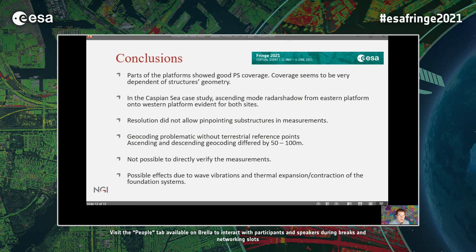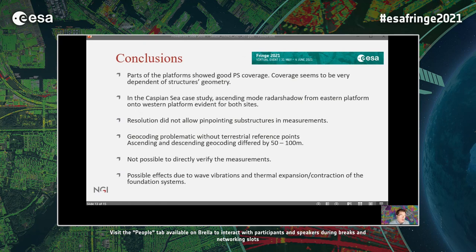the Caspian Sea structures. The spatial resolution of the data did not enable the pinpointing of substructures, and the geocoding results were inaccurate. While we had GNSS measurements for the Adriatic case study, we did not have independent data from the platforms that could be used to verify the InSAR results for the two Caspian Sea structures.